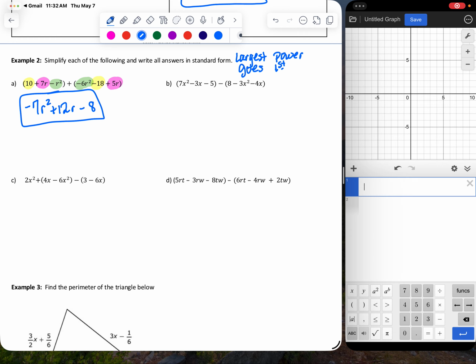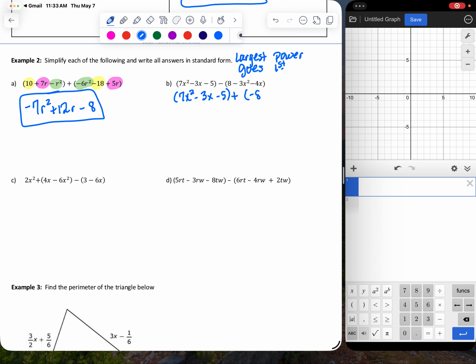All right, problem B. We have 7x squared minus 3x minus 5 minus 8 minus 3x squared minus 4x. Now, notice this is a subtraction problem. So remember, for subtraction problems, we have an extra step. A lot of students try to skip this step, and it always causes them problems when they do. I need to change the subtraction to addition and take the opposite of each sign in that second parenthesis.